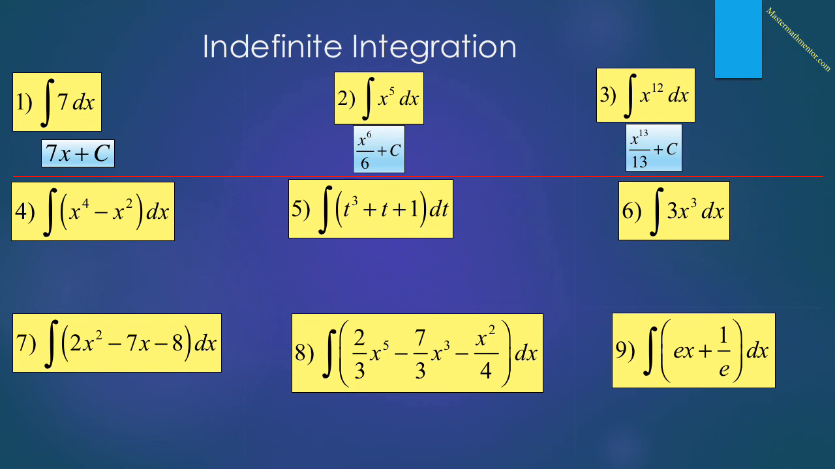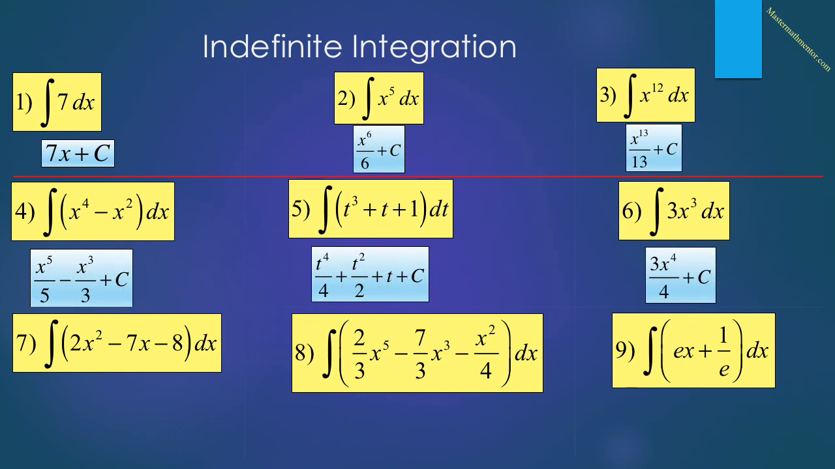In number 2, the integral of x to the 5th dx by the power rule is x to the 6th over 6 plus c. Take the derivative and we get 6x to the 5th over 6, which is back to x to the 5th. Number 3, the integral of x to the 12th dx is x to the 13th over 13 plus c. Again, taking the derivative, we get 13x to the 12th over 13, which is x to the 12th. In number 4, the integral of x to the 4th minus x squared dx is x to the 5th over 5 minus x to the third over 3 plus c.